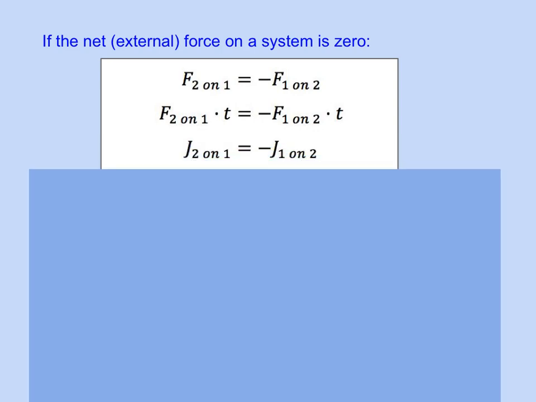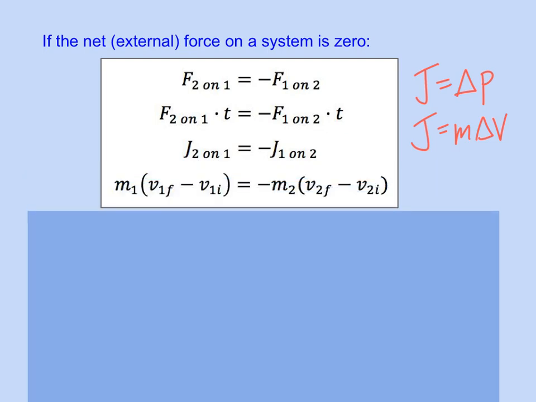And so instead of saying F of 2 on 1 equals negative F of 1 on 2, like Newton's third law tells us, we can say that the impulse that object 2 exerts on object 1 is equal and opposite to the impulse that 1 exerts on 2. And then we can go even a little bit further with that. Of course, we learned earlier that impulse tells us the change in an object's momentum, or impulse equals the mass times the change in velocity, assuming the mass is constant. So we can make this substitution.